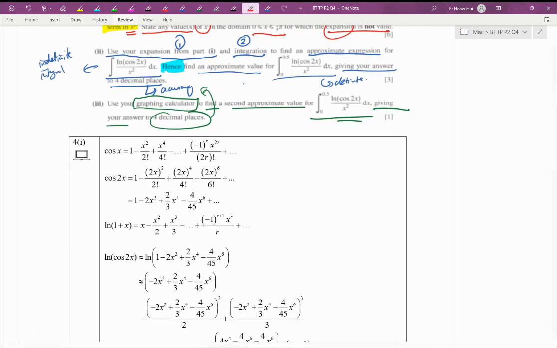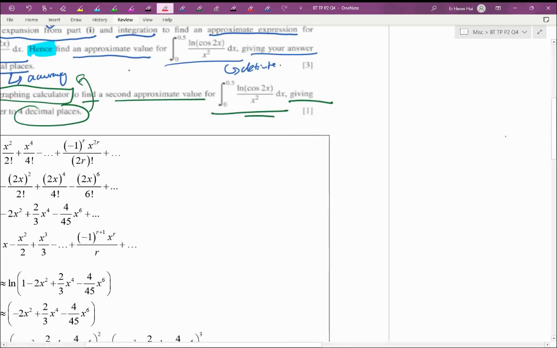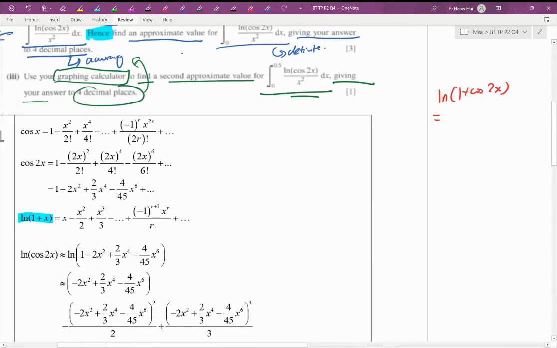Now some of you might be very familiar with your Maclaurin series and see, hey, I have the expansion for ln(1 + x). So is it possible for me to say ln of 1 plus cosine 2x is equal to cos 2x minus (cos 2x)^2 over 2 plus (cos 2x)^3 over 3 minus and so on and so forth? Does it mean that I can just immediately replace it like this? The answer is no. This is a big no-no.